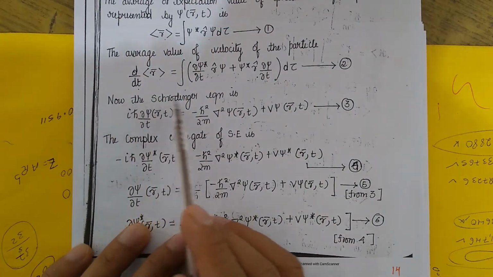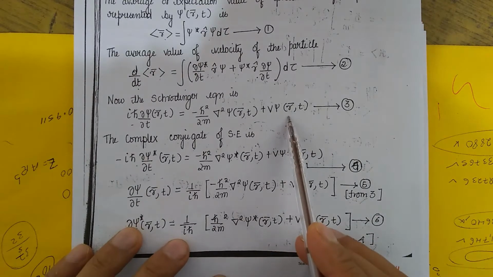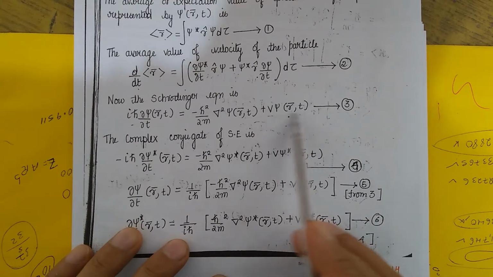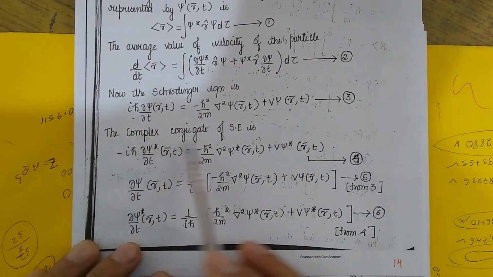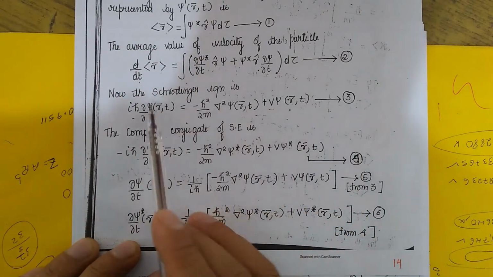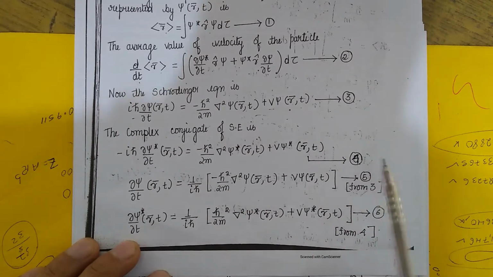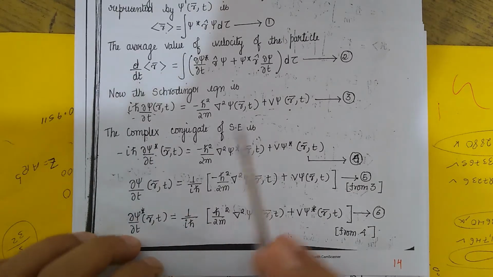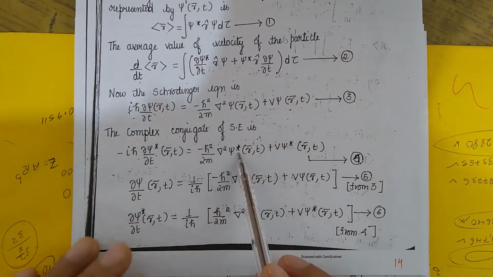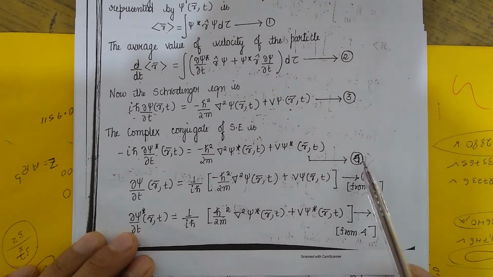Now we already know the Schrodinger equation. The Schrodinger equation is given by this one, when you have an external field, external force. Now, if we take the complex conjugate of the Schrodinger equation, if we take the complex conjugate of equation 3, then we're going to get equation 4. i will be replaced by minus i, and psi by psi star everywhere. So this is your Schrodinger equation, and this is the complex conjugate of your Schrodinger equation.